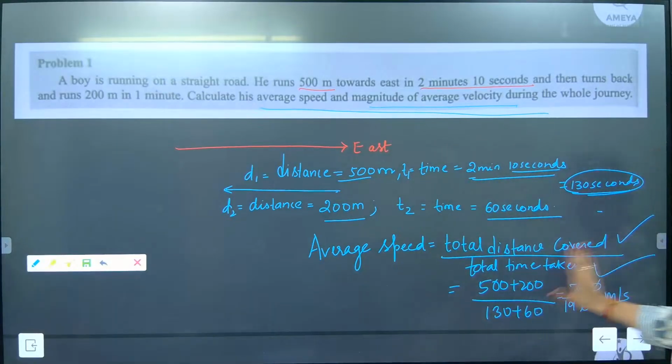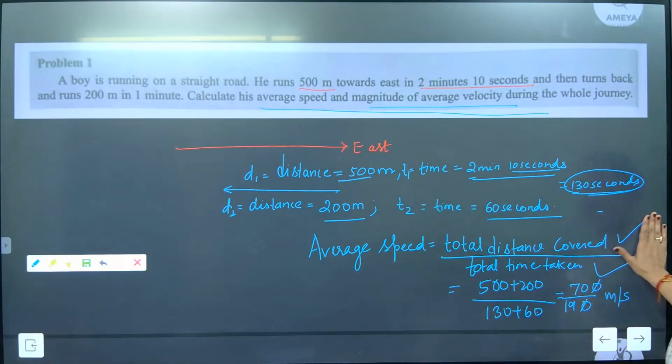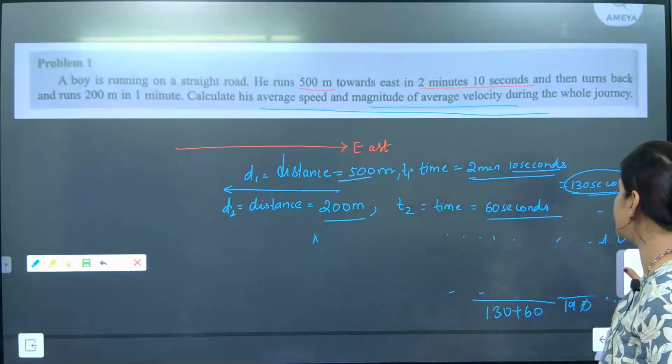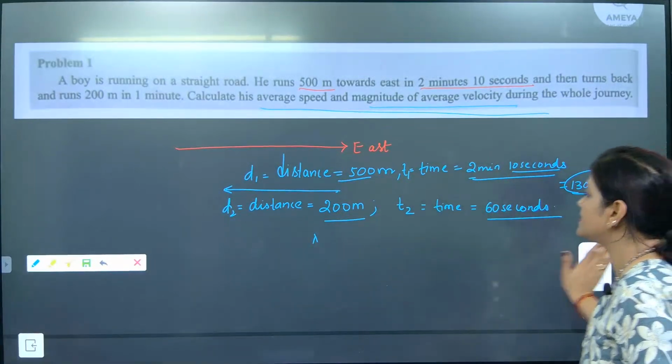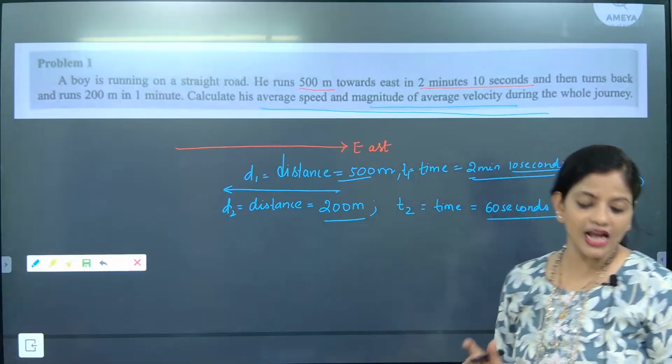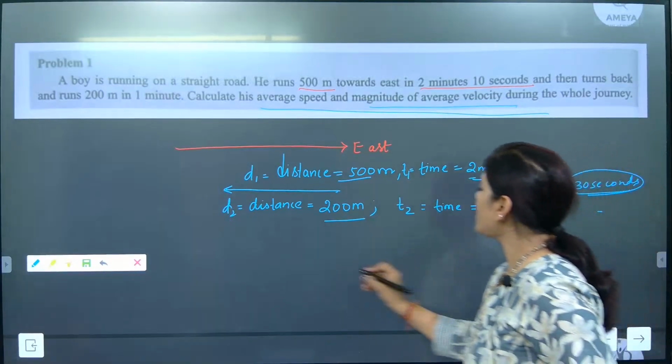Now I am just removing this one. Can I remove this part? Understood this section now, beta? So now understand this section. Now you need to understand the second part, that is, they are asking the magnitude of average velocity.